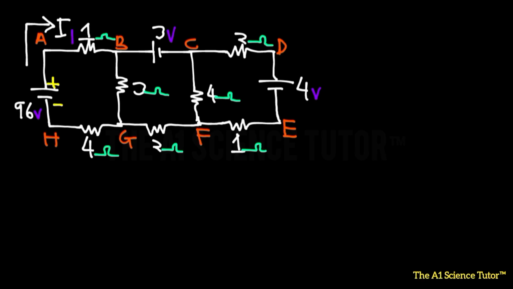Now let's say this is R1, the first resistor. Let's call this R2, second resistor. Let's say this is R3. Let's call this R4. I'm going to write the R4 here. Let's say this is R5. And here we got R6. And this will be R7.